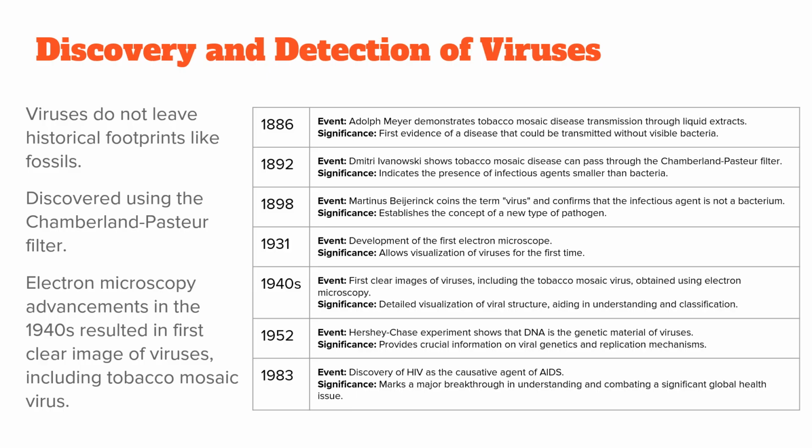Viruses don't leave fossils, so their discovery was recent compared to bacteria. In the late 1800s, researchers studying tobacco mosaic disease found that the infectious agent could pass through a Chamberland-Pasteur filter, which blocked bacteria. That told scientists that they were dealing with something even smaller. In the 1940s, the invention of the electron microscope finally let us see viruses directly, including tobacco mosaic virus. This was like switching from a blurry magnifying glass to a high resolution camera for the first time.